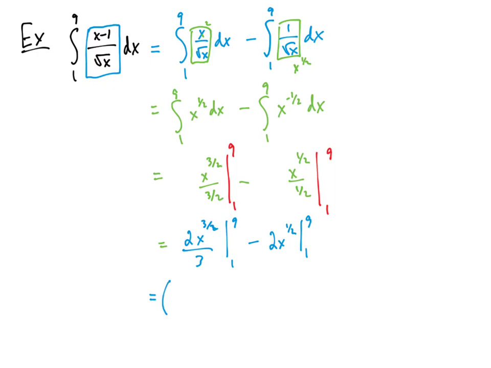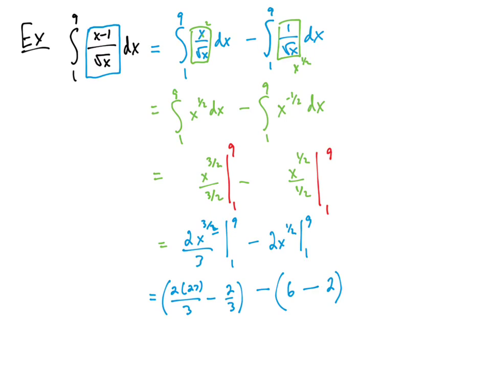Okay, so our first evaluation from 1 to 9, I'll have 2 times 9 raised to the 3 halves, so that's the square root. I'm inputting 9 there. Square root of 9 is 3. 3 to the third power is 27. Divided by 3 minus 2 times 1 raised to the 3 halves. Well, 1 to the 3 halves is just 1. Times 2 is 2. Divided by 3. Minus, we're going to have 2 times 9 to the 1 half. So the square root of 9 is 3. So this will be 2 times 3 is 6. And then minus 2 times 1 to the 1 half. 1 to the 1 half is 1, times 2 is 2.